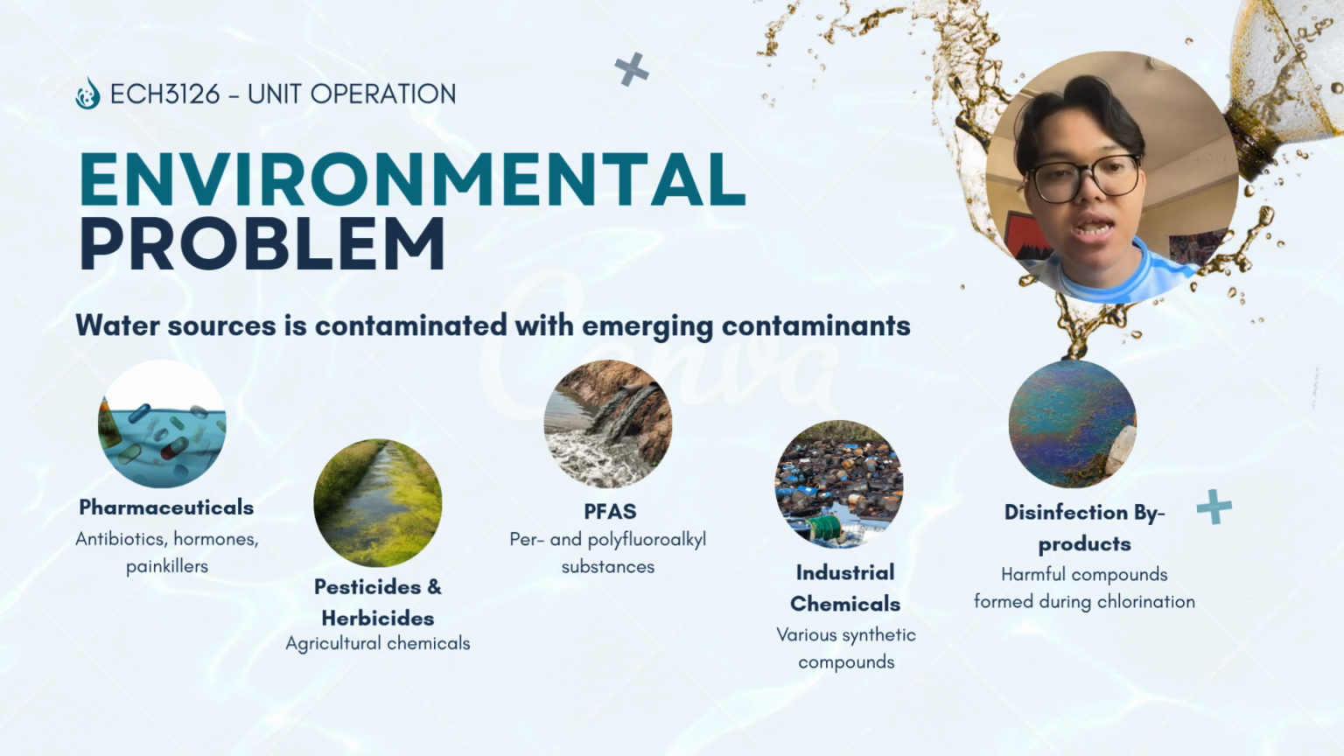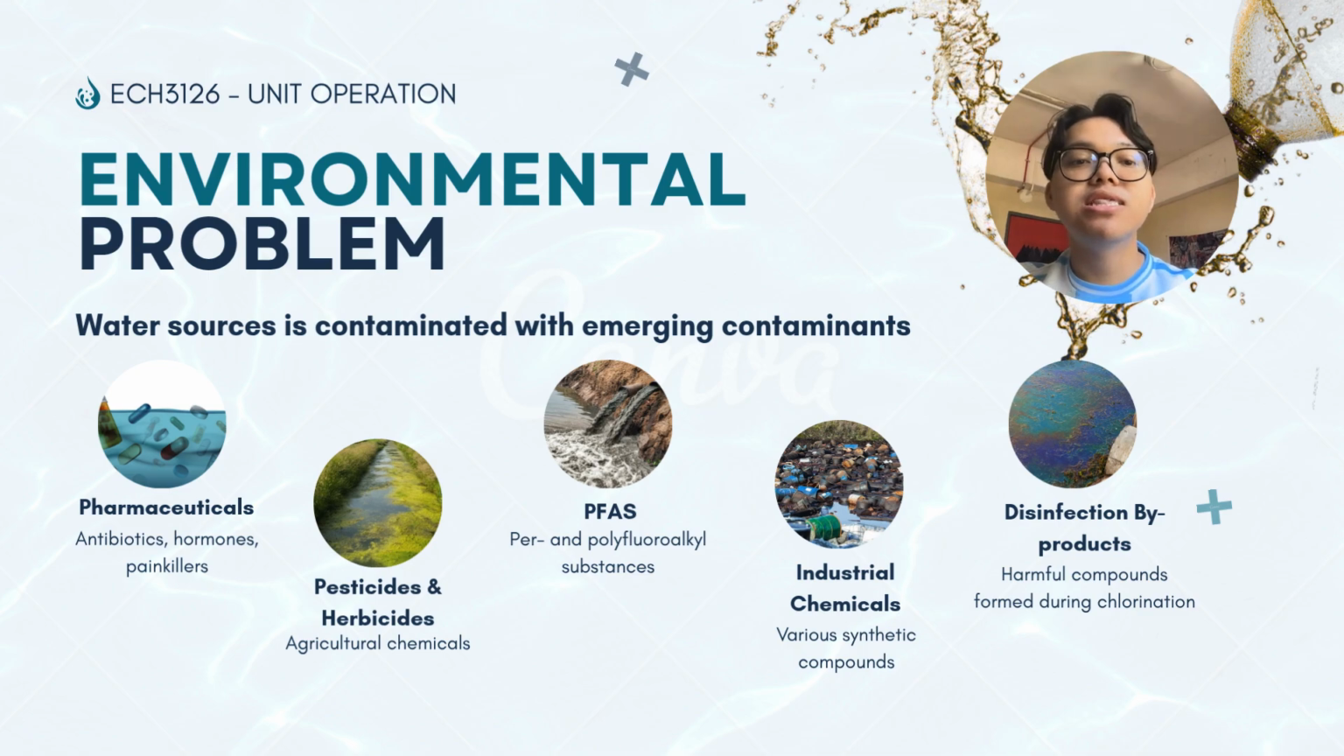Second, pesticides. Agricultural chemicals like herbicides that run off from farms into our rivers and groundwater. Third, PFAS, also known as forever chemicals. These are synthetic compounds that never break down in the environment. Fourth is industrial chemicals, various synthetic compounds from factories and manufacturing plants. And fifth is disinfection byproducts, harmful compounds that form during the chlorination process at the water treatment plants.